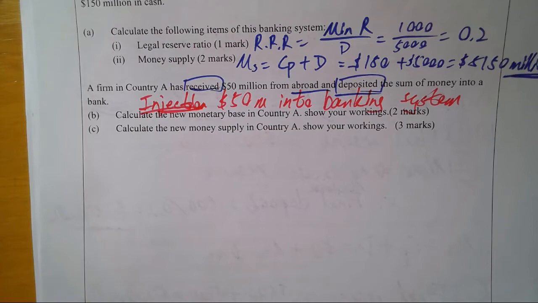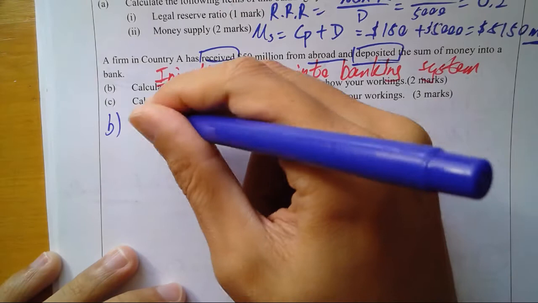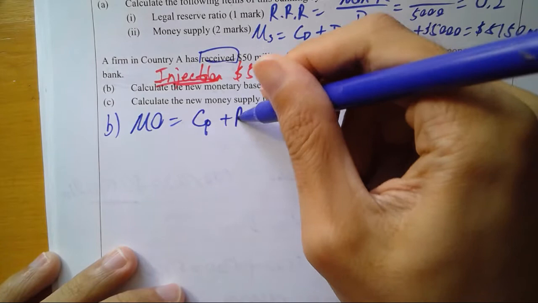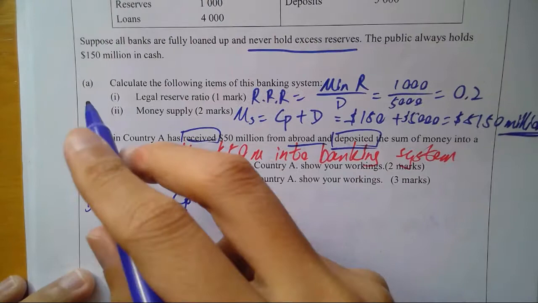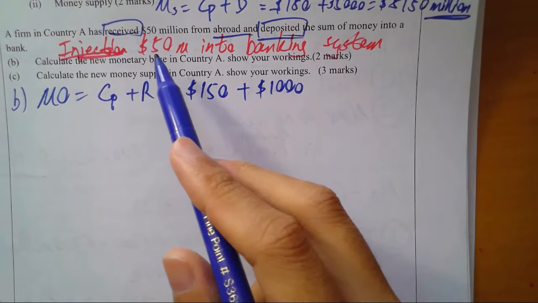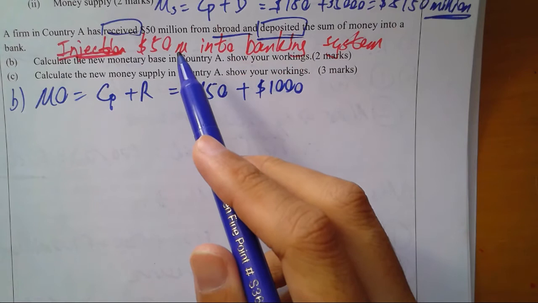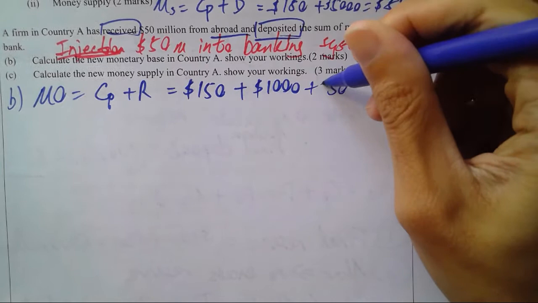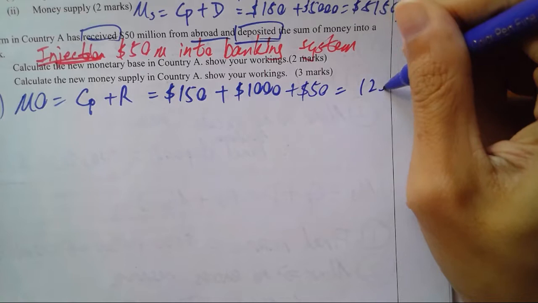Part B, monetary base. Remember, M0 equals to CP plus R. Now, CP, remember, cash, always hold 150 million. Now, what about reserve? Reserve used to be 1,000, right? But then, now there is an injection of money. Meaning, right? Injection of actual money. Now, therefore, add 50 as reserve. We should then get 1,200,000,000 as our monetary base.